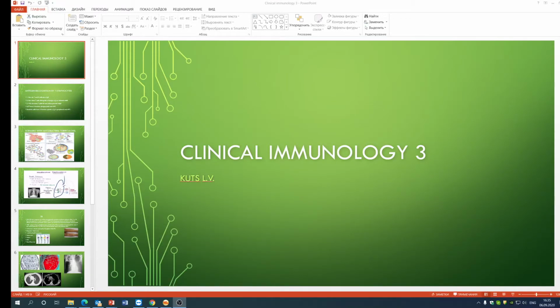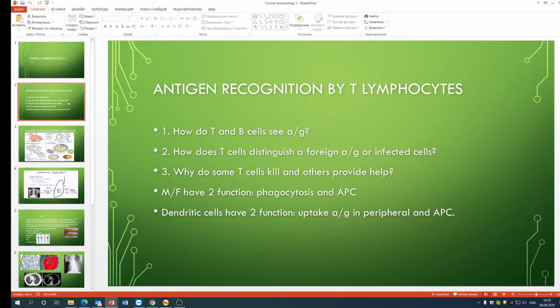Now we continue and discuss clinical immunology part 3, and some questions. Antigen recognition by T lymphocytes is going to be looking at what goes on outside of the cells, how T cells see antigen. And then we discussed how things go on inside.